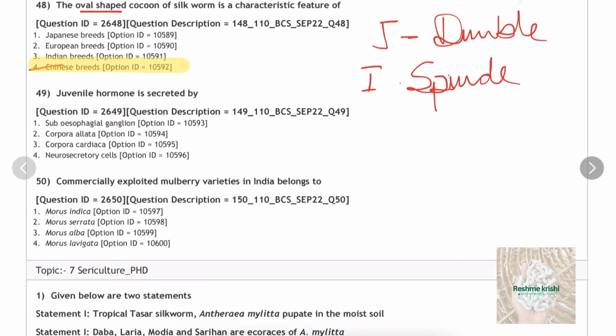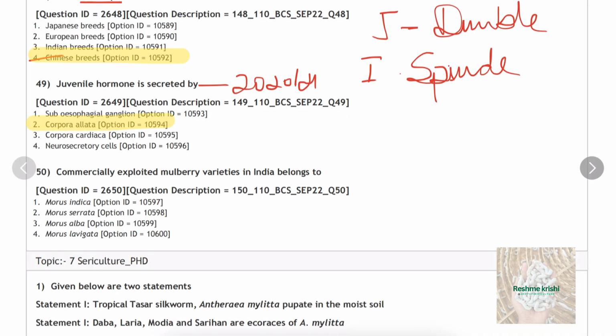See, juvenile hormone is a basic anatomy-based question, and this was repeated in 2020 or 21, meaning this question was there. If you have seen the previous year questions, this could have been easy. So which one? We all know Corpora allata.